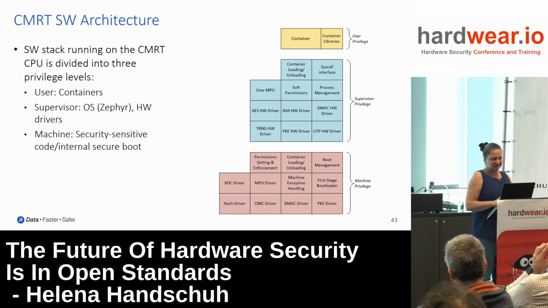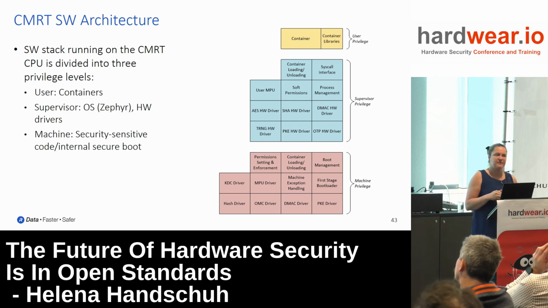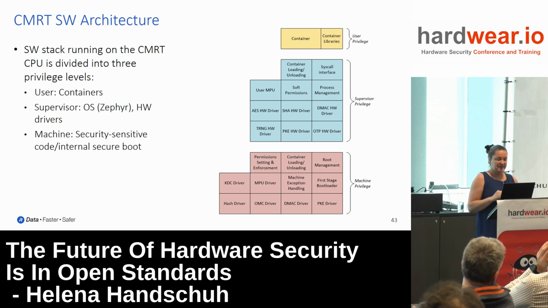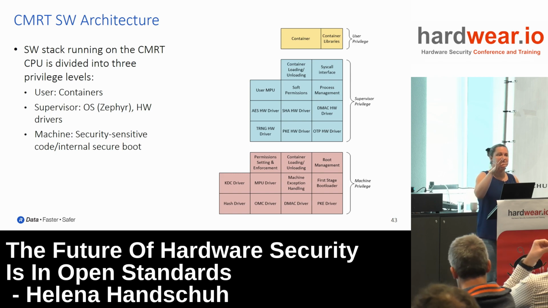All right, this was kind of the hardware part of the architecture. Now what comes on top of that is a software stack that allows you to do many different things, including being divided into 3 privilege levels. So this is where we tie back into RISC-V as well. At the lowest level, at the hardware level down there, is the machine mode, which runs all the security sensitive code, internal secure boot, for example. One level above is the supervisor mode. So here we're talking about operating system, Zephyr, for instance, and some hardware drivers, and yet one level above that is the container level. So at the user level, if you want to run an application, this is where you will be located.